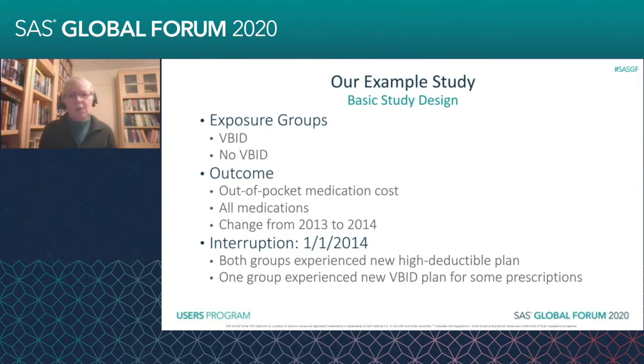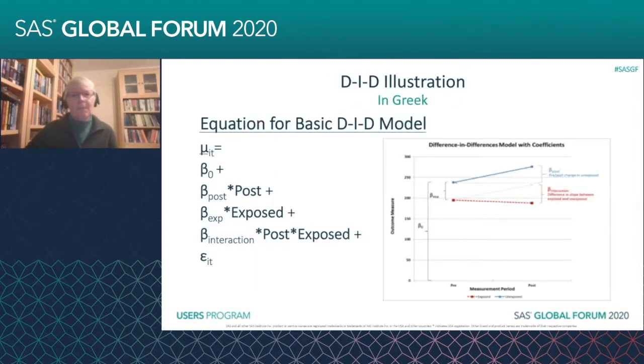And we want to see how much this changed from 2013 to 2014, because going on to a higher deductible plan means that drug costs are going to increase. And we wanted to see whether the VBID plan helped mitigate that increase. So our interruption happened on the 1st of January in 2014, where both groups experienced this new high deductible, but only one group got the VBID plan to help them offset costs on their prescriptions.